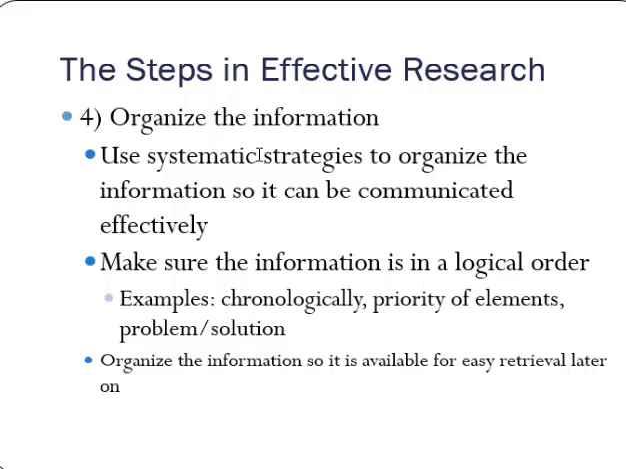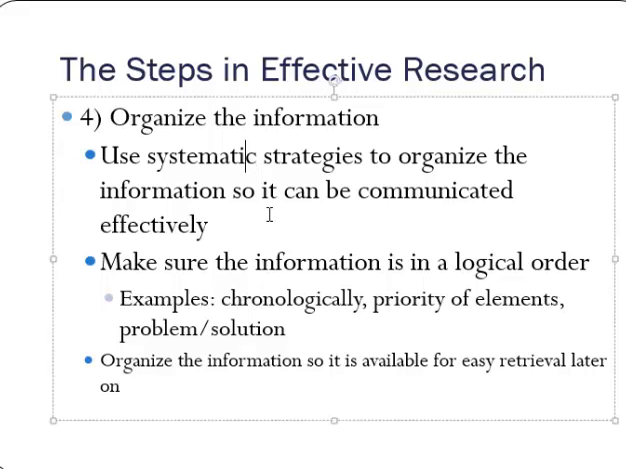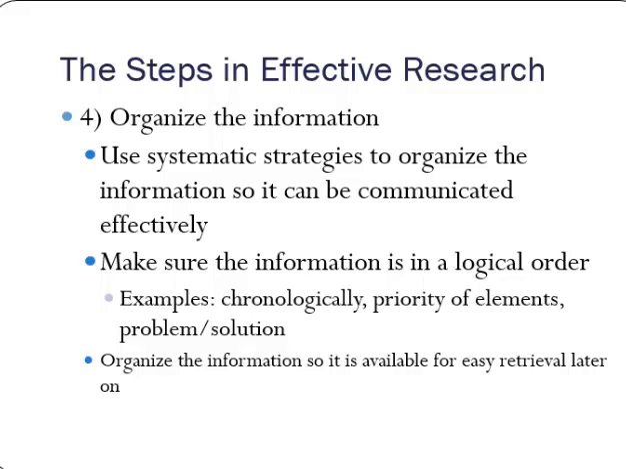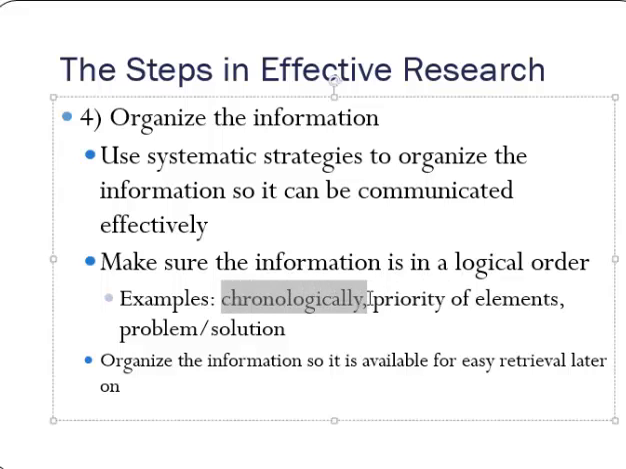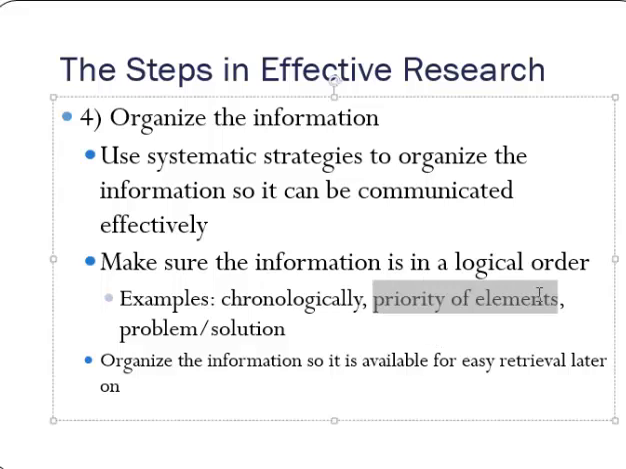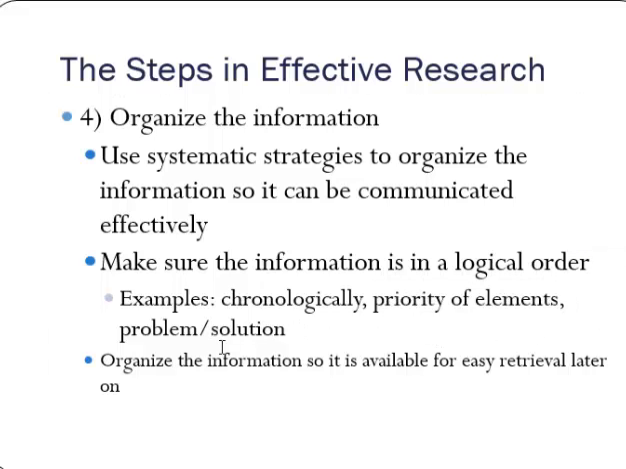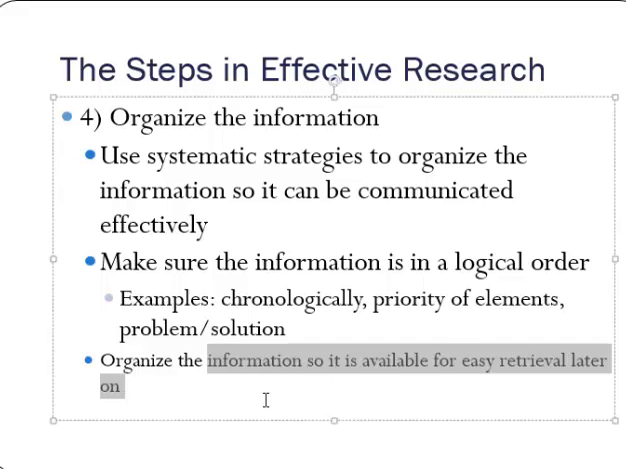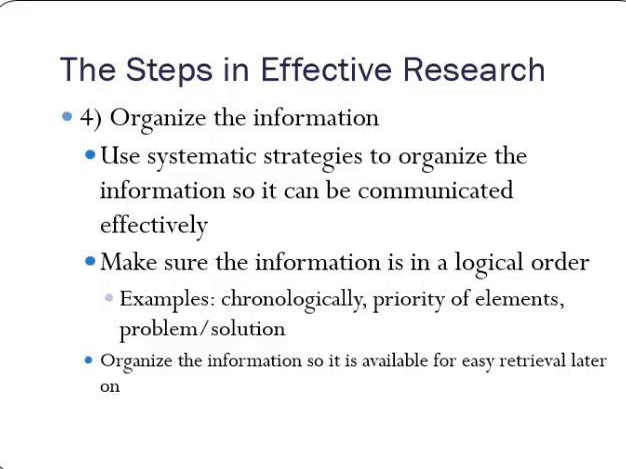Then you have the organization of the information, and this is where it's great to have some sort of an outline. Use systematic strategies to organize information in some sort of an outline, or at least in some sort of a structure. Put information in logical order. It could be chronologically. For example, if you're dealing with a history of something, it might be based on time. Usually, if you're dealing with just information that's relevant to a particular science, then time probably doesn't matter very much. Priority of the elements of whatever you're researching, a problem solution, put it in some sort of an order and organize the information so that it's available for easy retrieval later on.